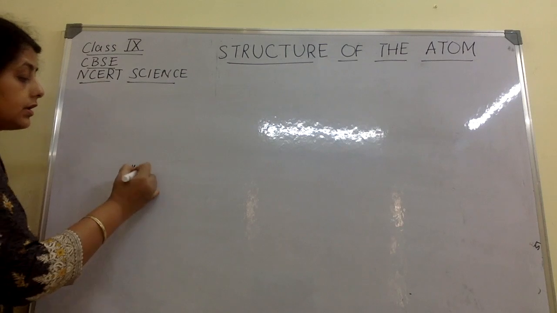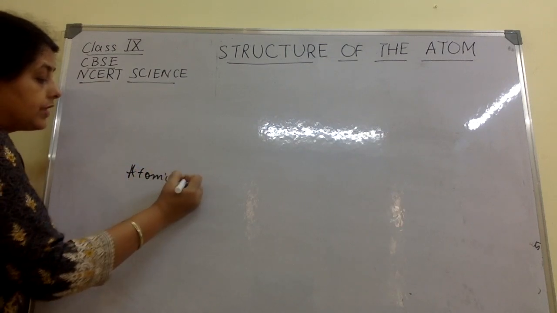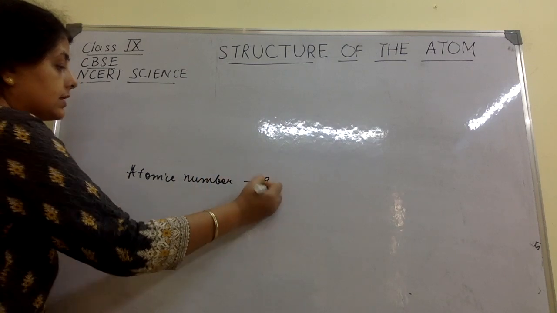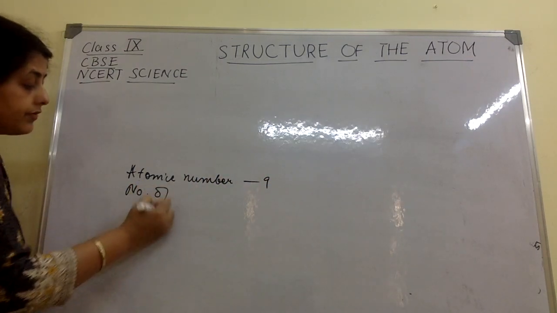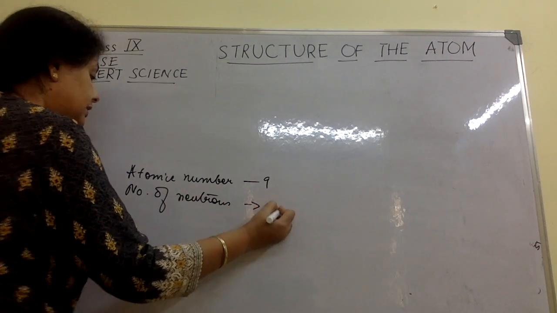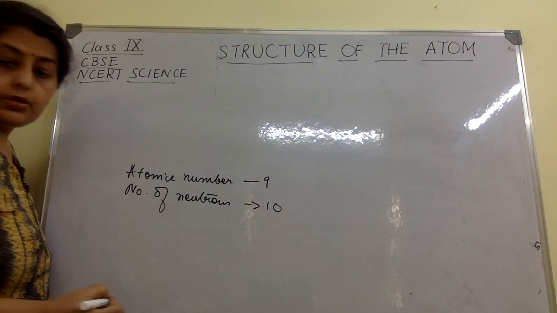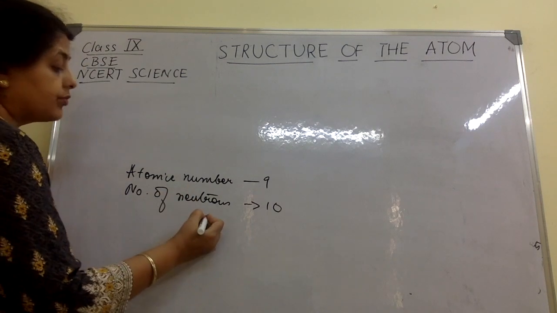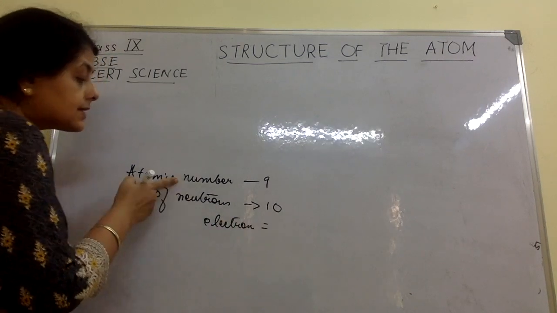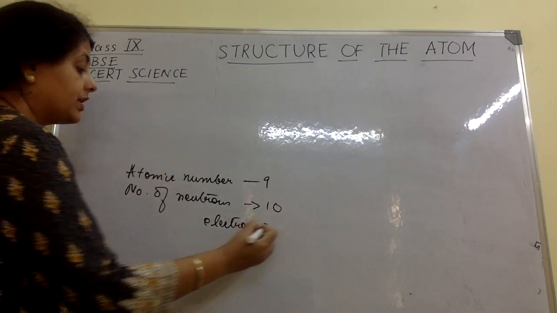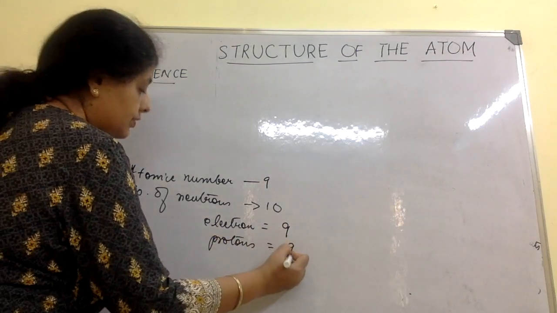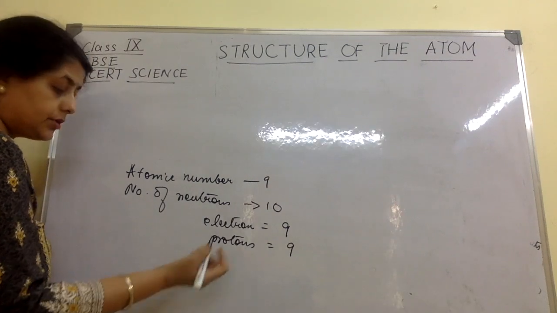If we are given the atomic number of anything as 9, and the number of neutrons is given as 10, now we have to find the number of electrons. The number of electrons is the same as the number of protons, which is equal to the atomic number, therefore 9. Number of protons, if they ask, that is also 9.